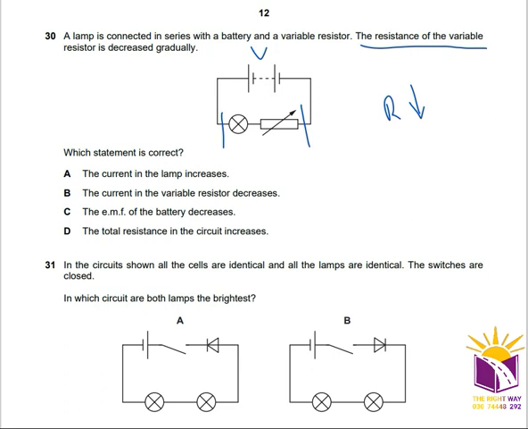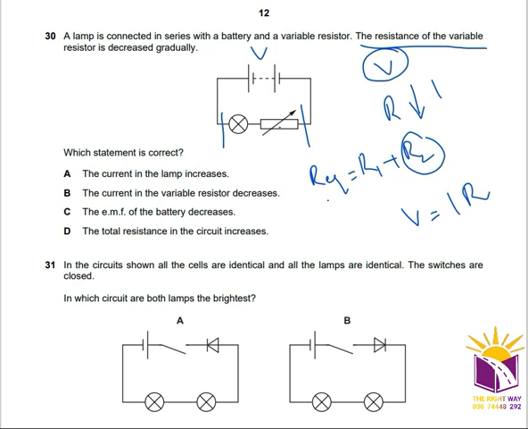because the resistance of the variable resistor is decreasing, and they are in series. The resultant R equivalent equals R1 plus R2. As R2 starts decreasing, R equivalent starts decreasing. Voltage is constant, and from Ohm's law, V is equal to IR. So R is going to decrease, then I is going to increase. So the current in the lamp increases. So A is the right option.